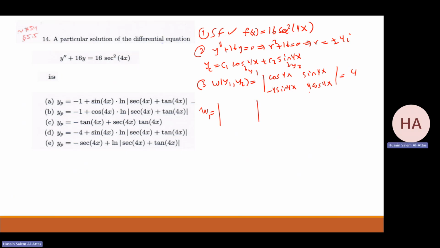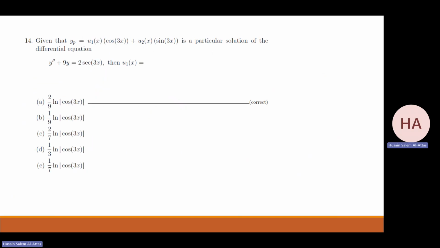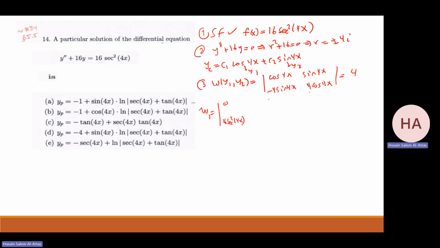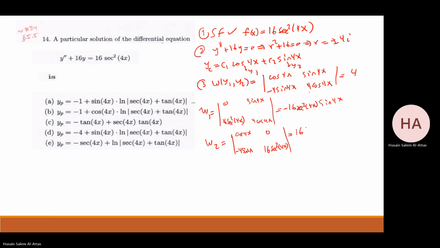Yeah. Now be careful. I have 0, sine 4x, 16 secant squared 4x, cosine 4x. I don't care about the order, but it's okay. That gives me minus 16 secant squared 4x sine 4x. Okay. W2. That will be what? Now cosine 4x, minus 4 sine 4x, and this is 0, 16 secant squared 4x. That gives me what? 16 secant 4x.